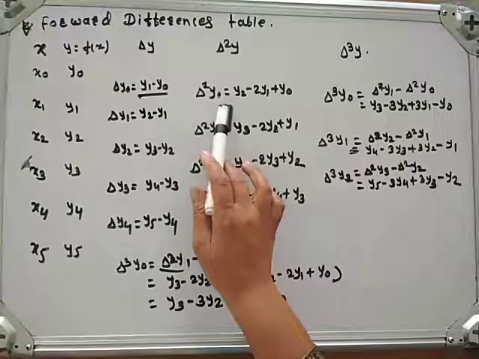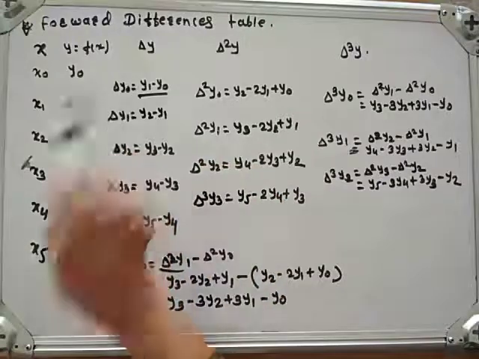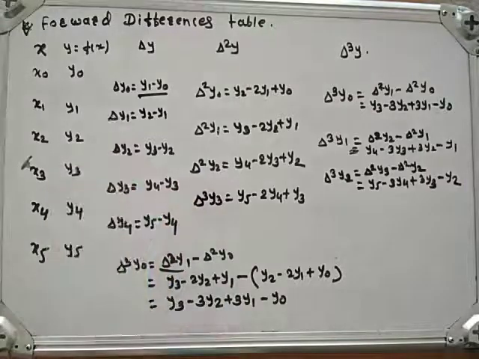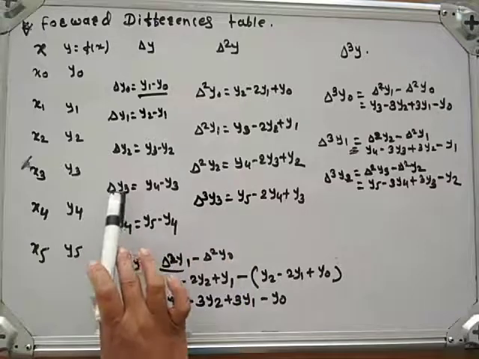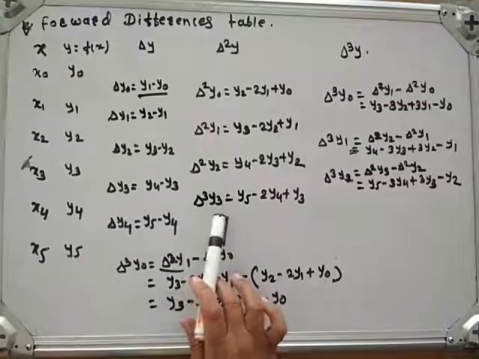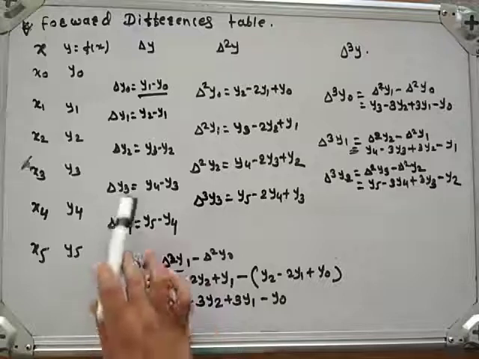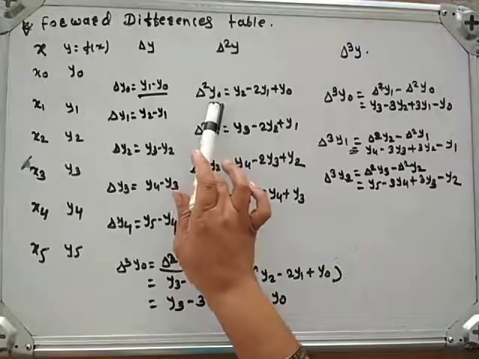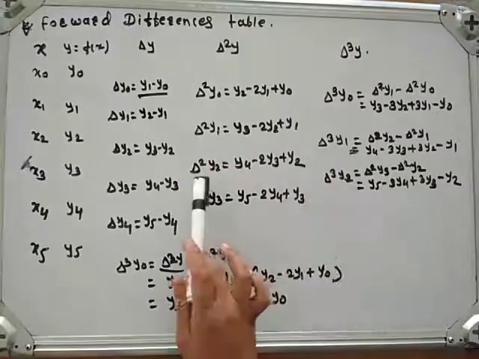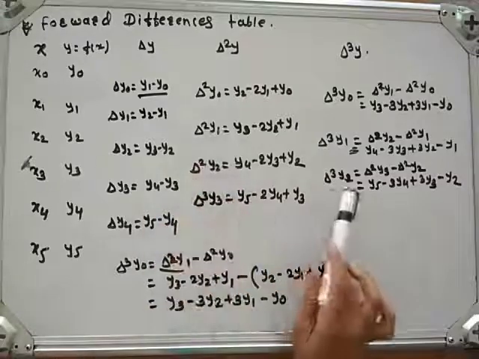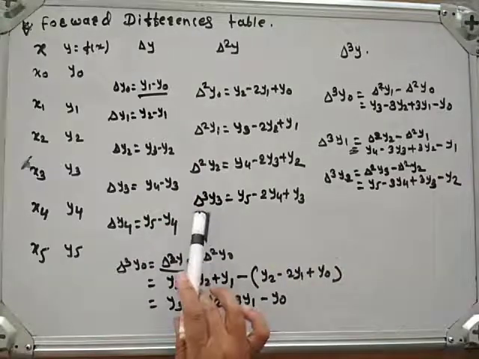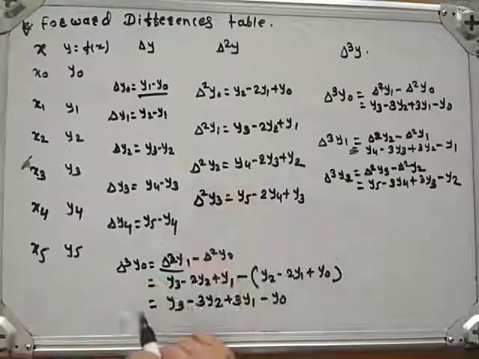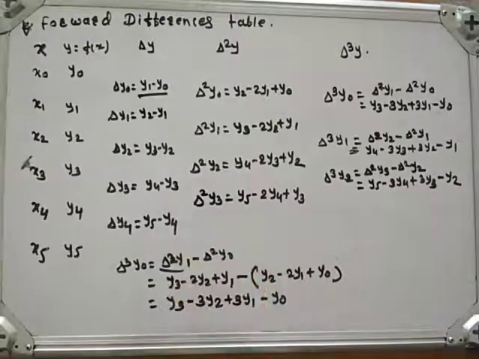Delta square y0 is the difference of delta y1 and delta y0. Next, delta square y1 is the difference of delta y2 and delta y1. Delta square y2 is delta y3 minus delta y2. Delta square y3 is delta y4 minus delta y3. Delta cube y0 is delta square y1 minus delta square y0. Delta cube y1 is delta square y2 minus delta square y1. And delta cube y2 is delta square y3 minus delta square y2.